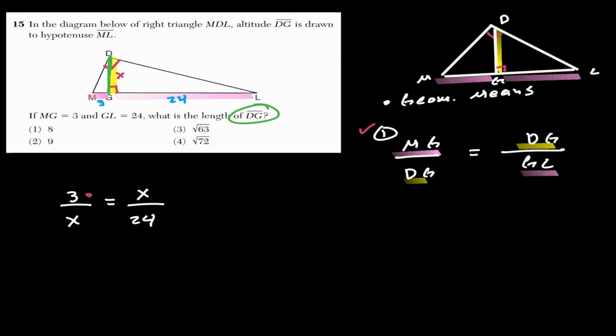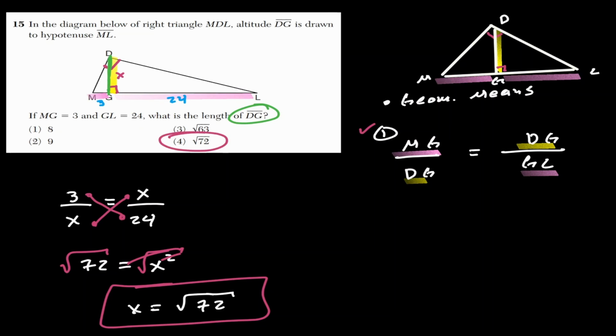And now we can cross multiply to find the value of X. 3 and 24, that is 72. And X times X, that is X squared. So to solve for X, let's take the square root. So we can say that X is equal to the square root of 72, which matches up with option number 4. If you need a refresher about the geometric means that I wrote previously, I'm going to leave a link in the description with the lesson that will teach you about those geometric means.